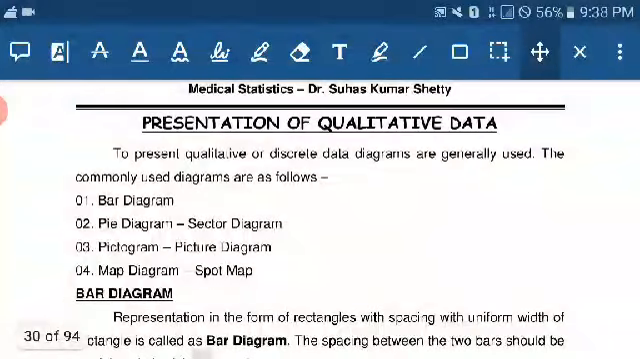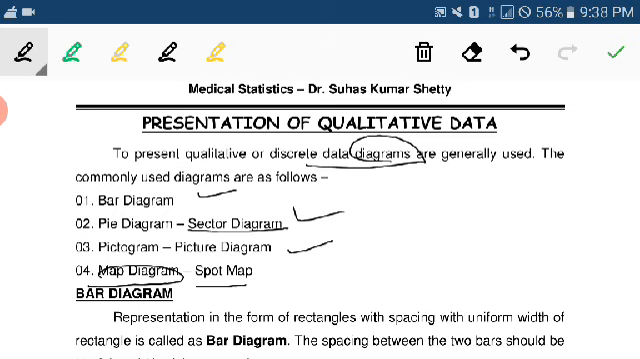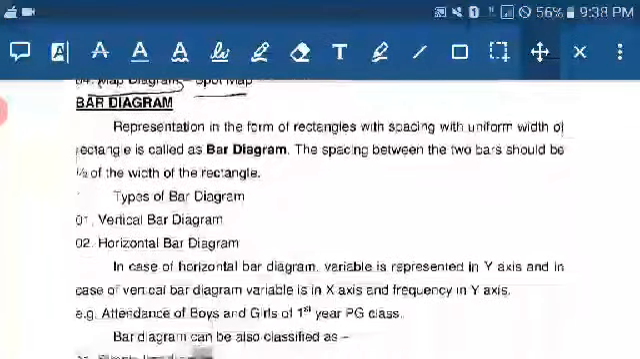Then next topic, presentation of qualitative data. We use graphs for quantitative data. Now for the presentation of qualitative data we use diagrams generally. Bar diagram, pie diagram meaning sector diagram, pictogram meaning picture diagram, and map diagram meaning spot diagram. Then what is a bar diagram?